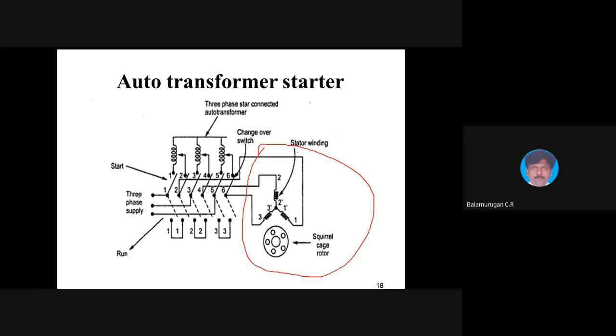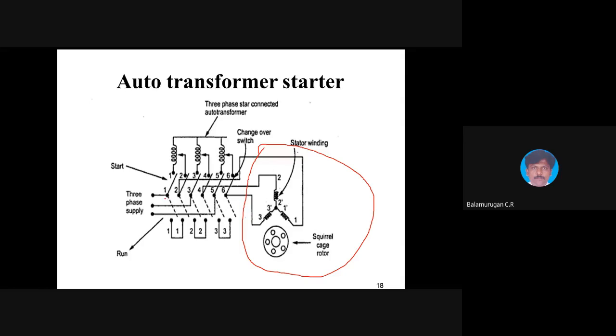How many terminals will be available in the stator? We'll have 6 terminals. Instead of representing them as A1 A2 B1 B2 C1 C2, here they are represented as 1 1 dash, 2 2 dash, 3 3 dash. We consider 1 as the R phase, 2 as the Y phase, and 3 as the B phase.